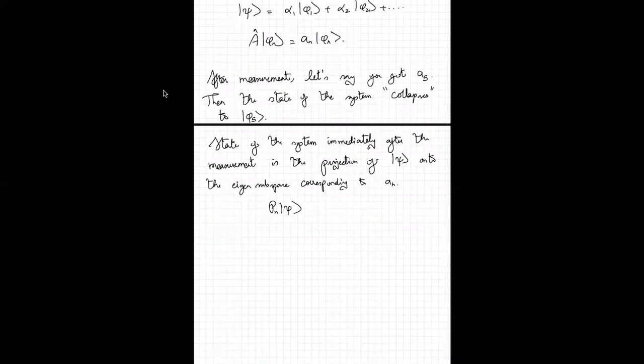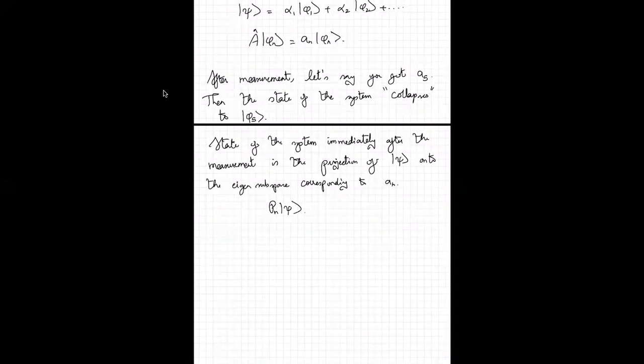Okay, written in terms of the projection operator, this means that the state of the system immediately after the measurement is the projection of psi onto the eigen subspace corresponding to An. This is basically Pn acting on psi.